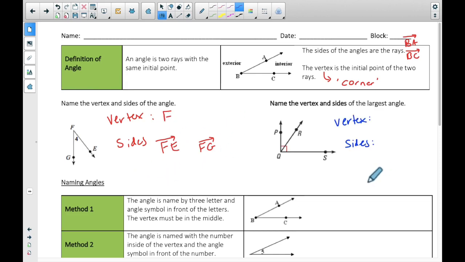Okay, next one. Name the vertex and the sides of the largest angle. So we have several. I don't know if you can tell. We've got one angle here, and then the bigger one. So it says the largest angle. That's what I want to stick with. The vertex is Q. It's just a single point. The sides are two rays. They both start at Q, and they go in different directions. So ray QP and ray QS are the rays that make up the sides of this angle. We always put arrows up above them.